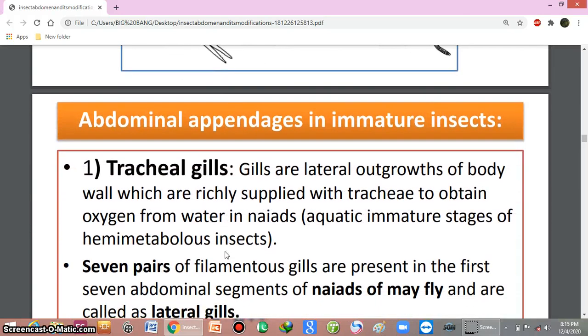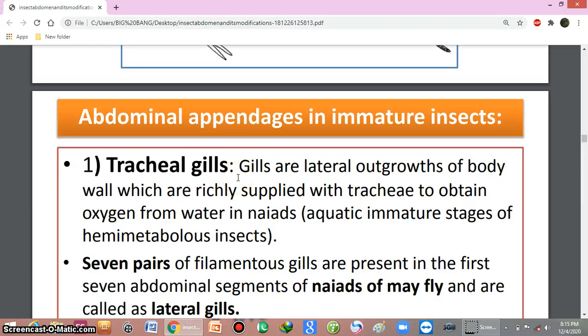Abdominal appendages in the immature: gills. Tracheal gills. Gills are the lateral outgrowths of the body wall, and they are richly supplied with capillaries, and exchange of oxygen and carbon dioxide occurs between the blood of the capillaries and the water.